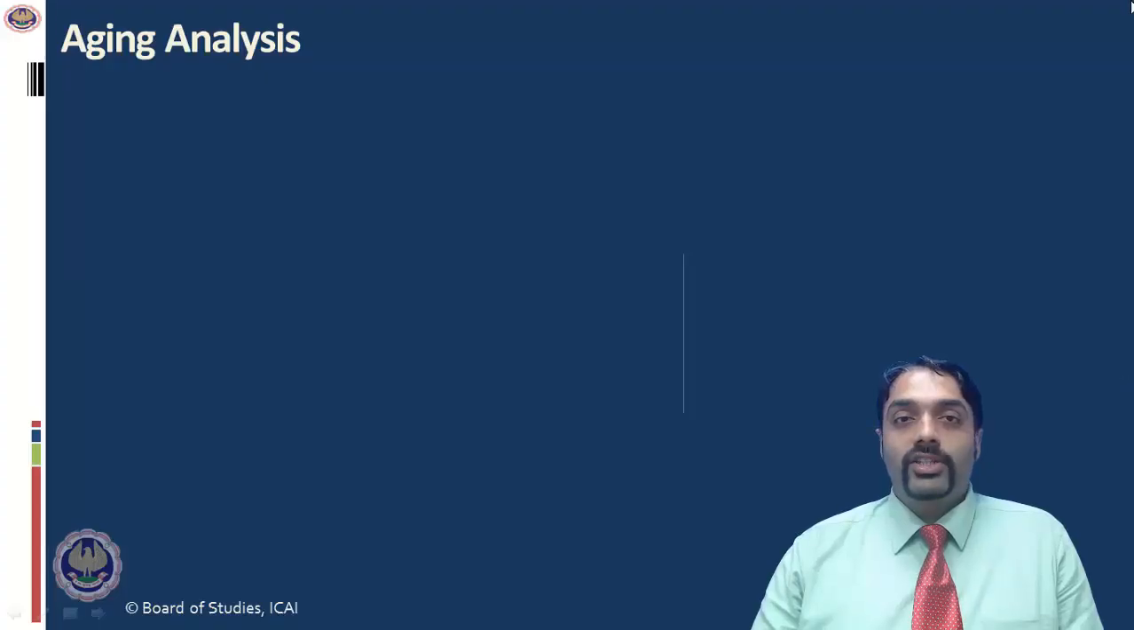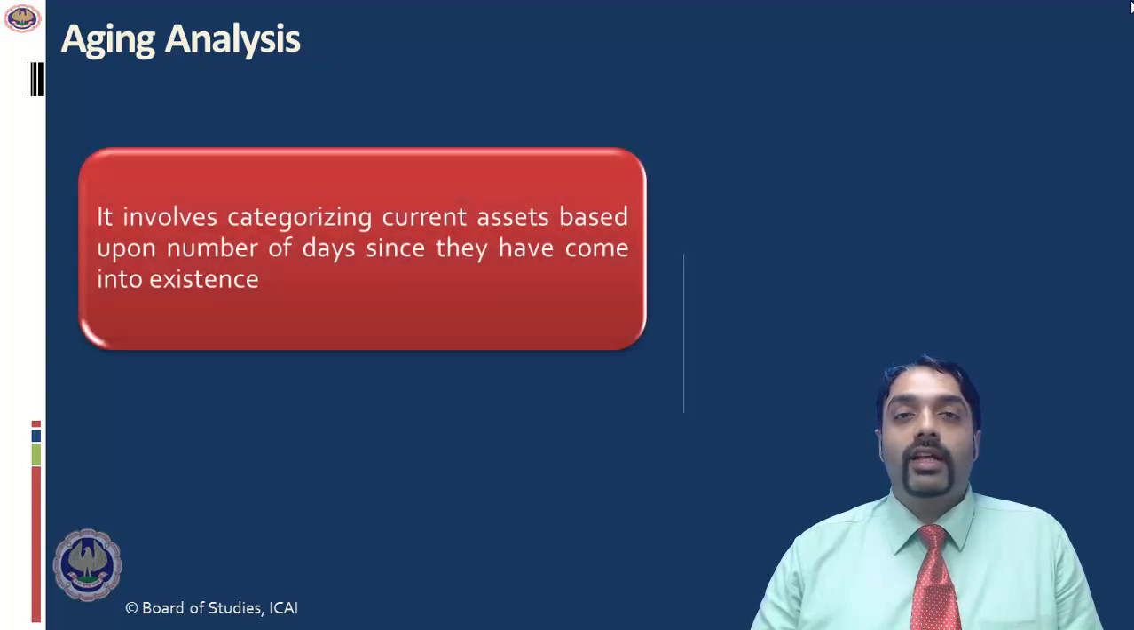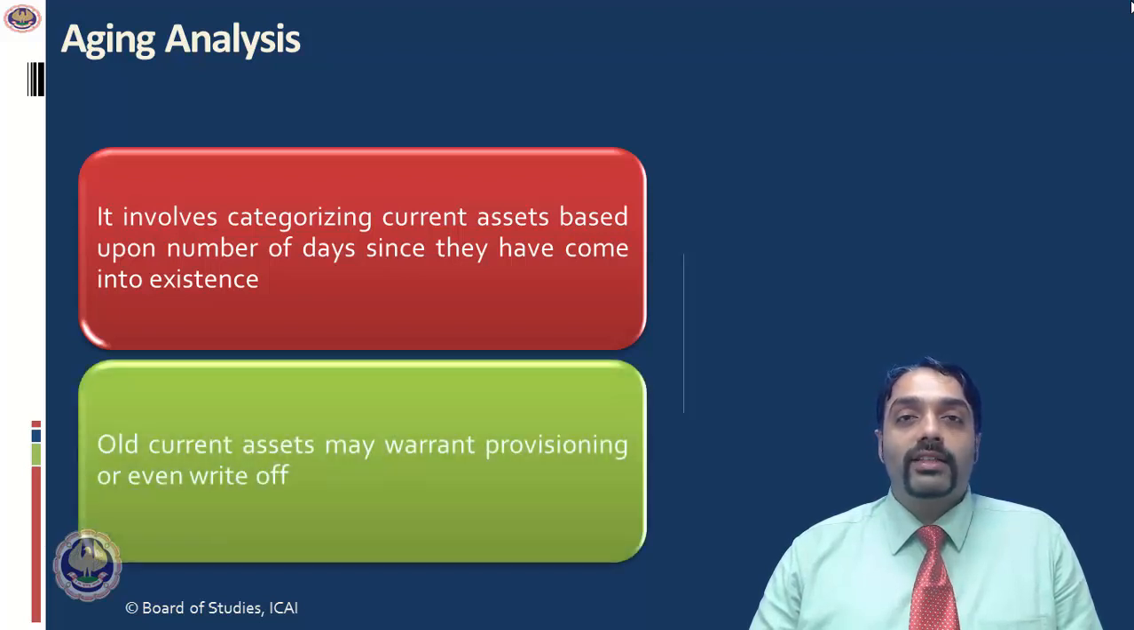Let's talk about aging analysis. Aging analysis is required in the case of current assets. We may categorize current assets based on their ages. We can divide them into old, not so old, and new, that way. These kinds of categorizations are necessary because if you have old current assets, they may require provisioning.